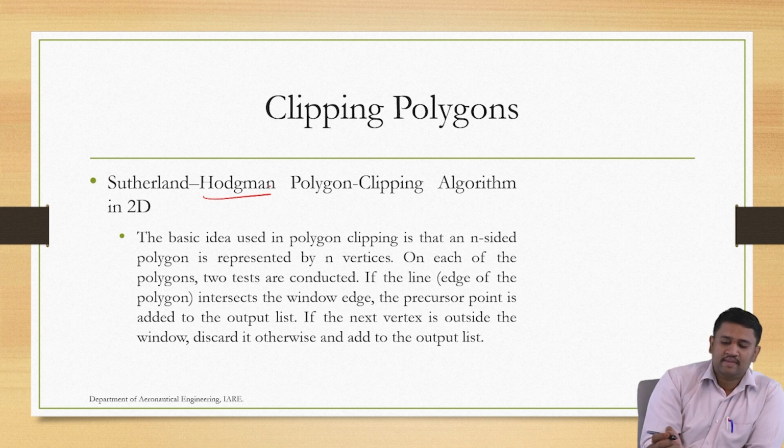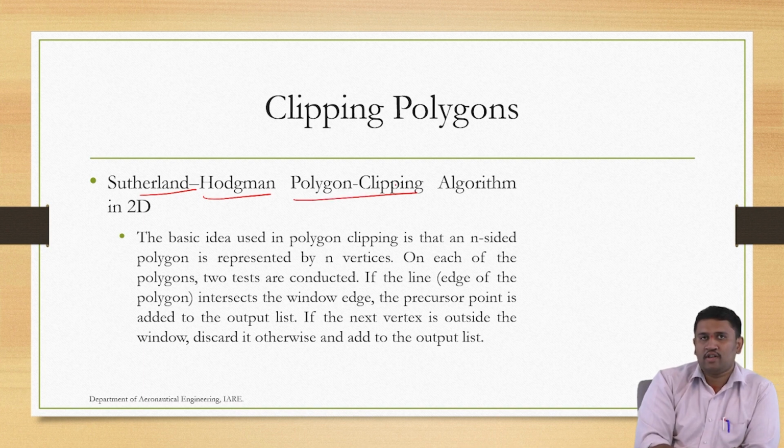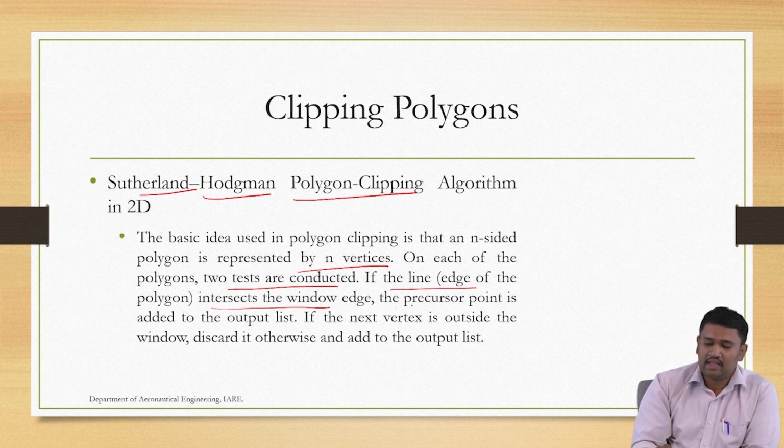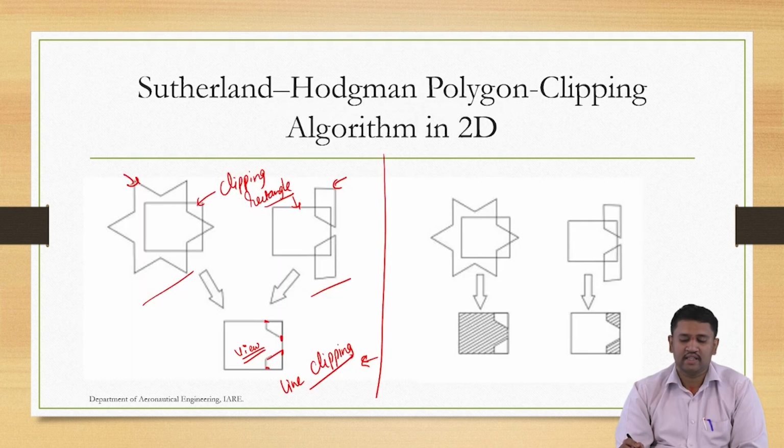Hodgman has basically developed or reiterated Sutherland's algorithm to create a polygon clipping algorithm. Polygons are represented by n vertices, an n-sided polygon with n vertices, where two tests are conducted. If the line or edge of a polygon intersects with the window, which is very similar to your previous one, then the precursor point is added to the output list. And if the next vertex is outside the window, discard it, or else add it to the output list. We'll discuss this better.